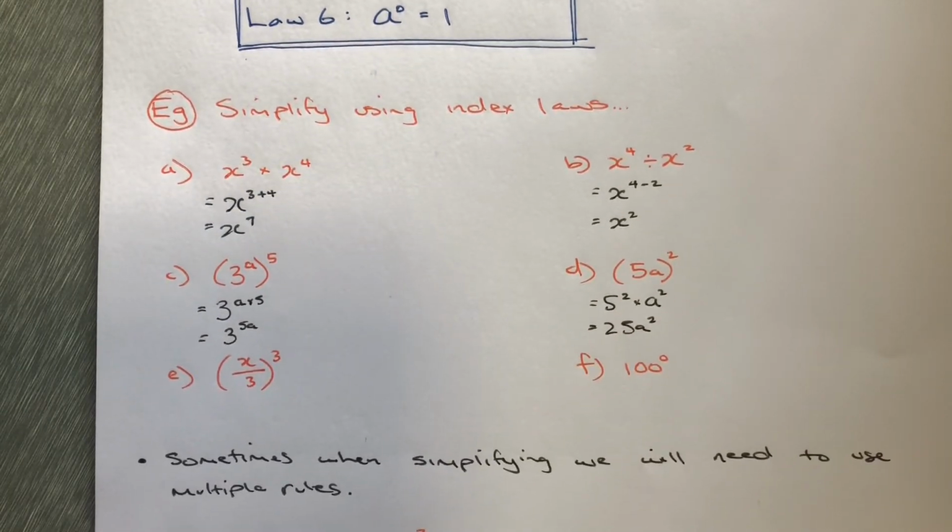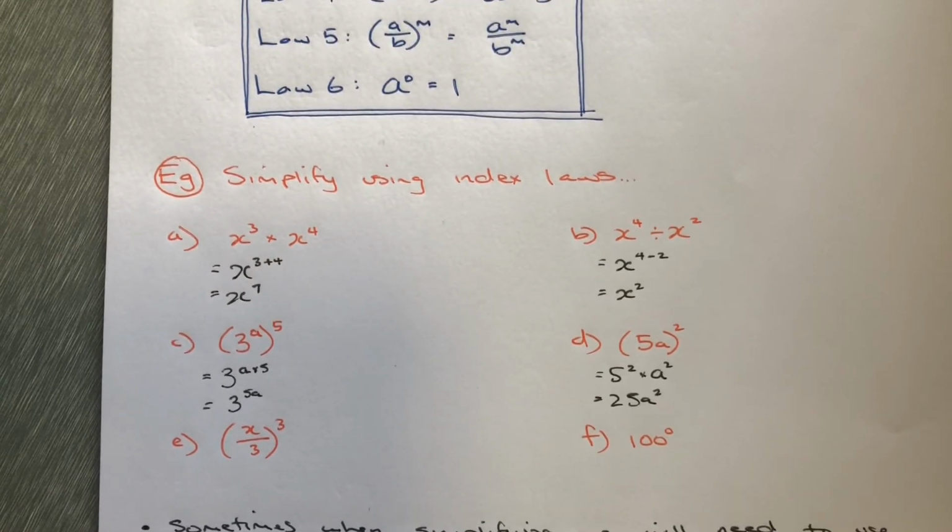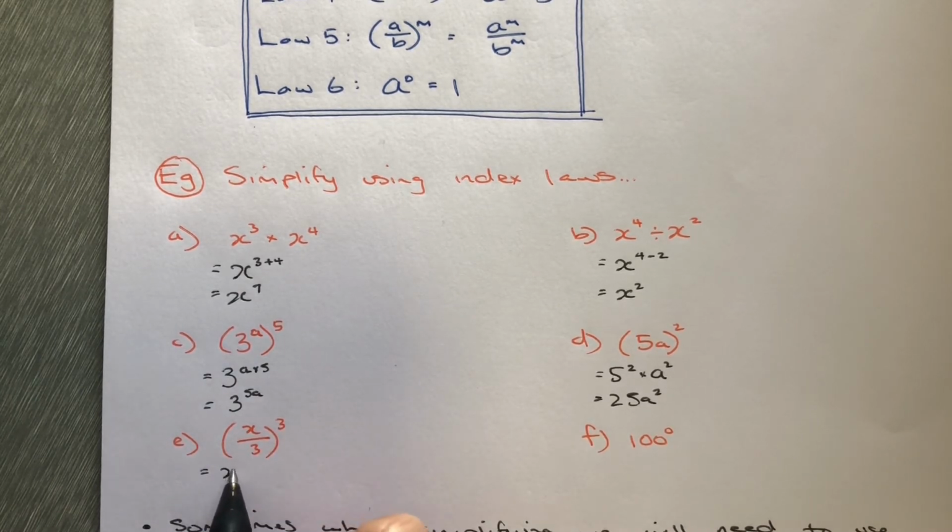Alright, so let's do the next two. I'll just try to show those laws as well. Alright, so we've got a fraction inside the brackets. We need this cubed to apply to both of them. So it will end up being x to the power of 3 divided by 3 to the power of 3. And 3 to the power of 3 is 3 times 3 times 3, which is 27.